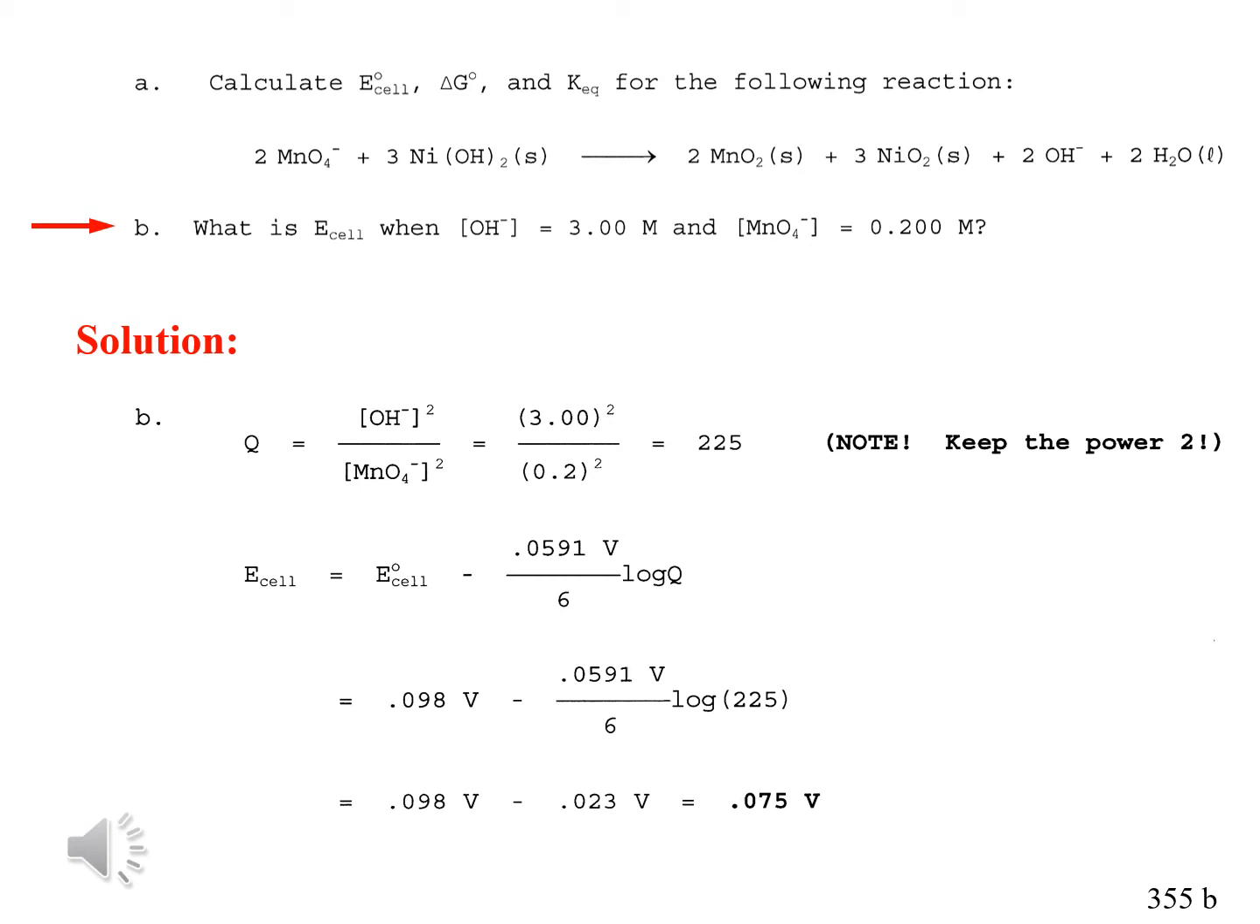You can cross out the 2's if they're multiplied, but not if they're powers. So when I plug in the two numbers from the problem, I get 225 for the Q. Then when I plug into the Nernst equation, you put in the cell potential, 6 for the n and 225, and the voltage goes down a little bit.